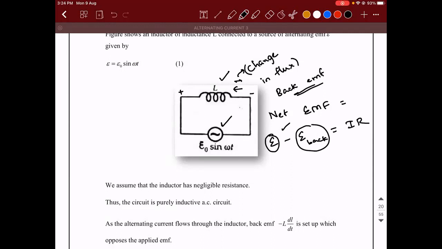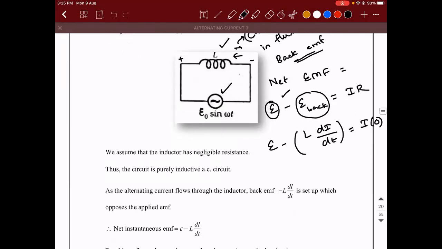So what I can write here is E minus E back is L into di divided by dt, is equal to I into the resistance of the circuit, which is going to be 0. When the resistance is going to be 0, I will write it in this way. Are you able to understand, guys? One small change to be made: the back EMF is minus L into di divided by dt.